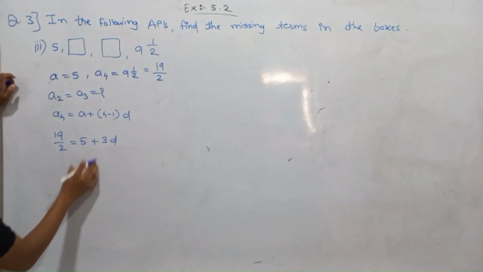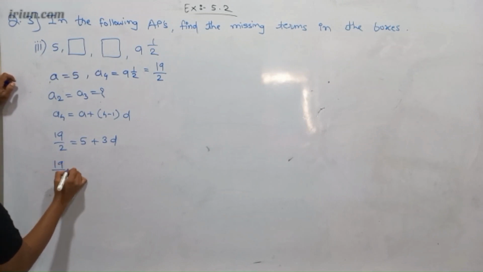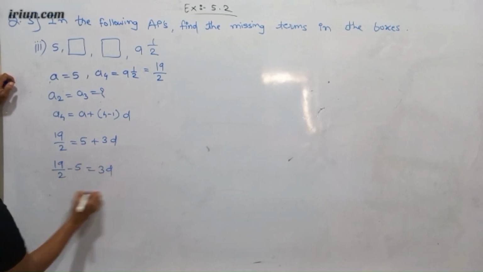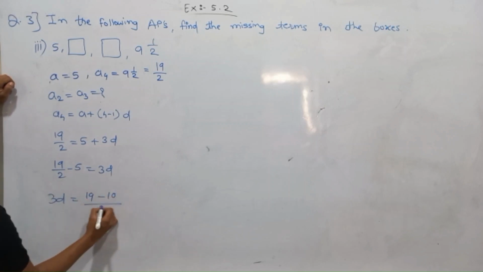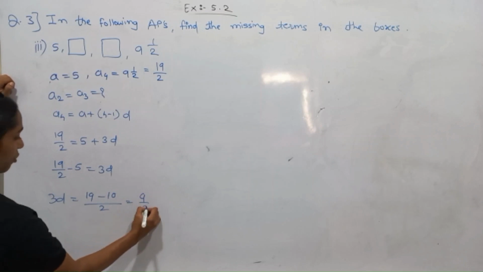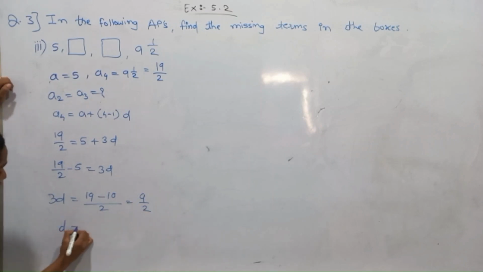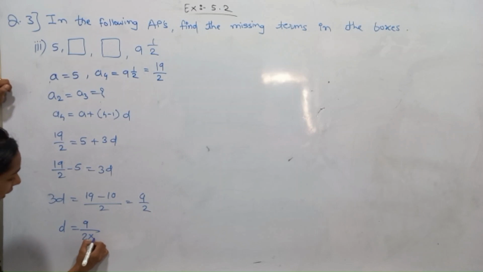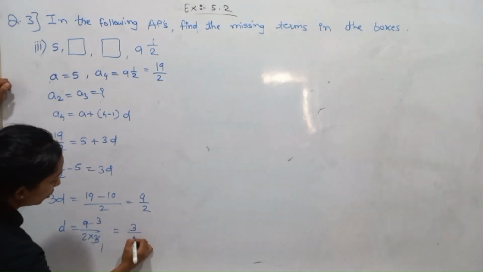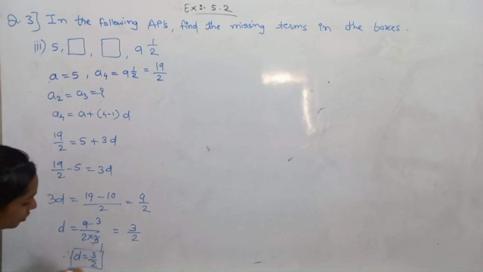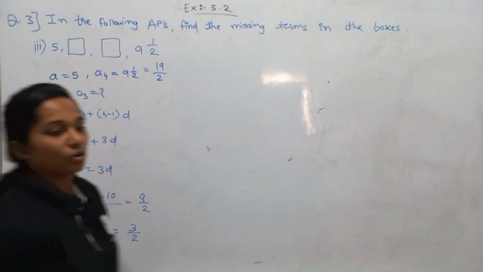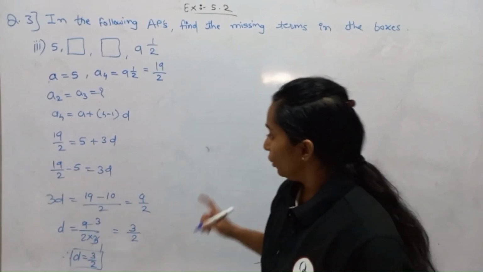If I shift this 5 to the LHS, it gets subtracted, and 3d is equal to 19 minus 5 2s are 10 upon 2. I took the LCM, 9 upon 2. This 3 is in multiplication, so when it goes to the RHS it will be divided. 3 ones are 3, 3 3s are 9, and this is how I got my common difference, 3 by 2. Now I will solve for the term a2.